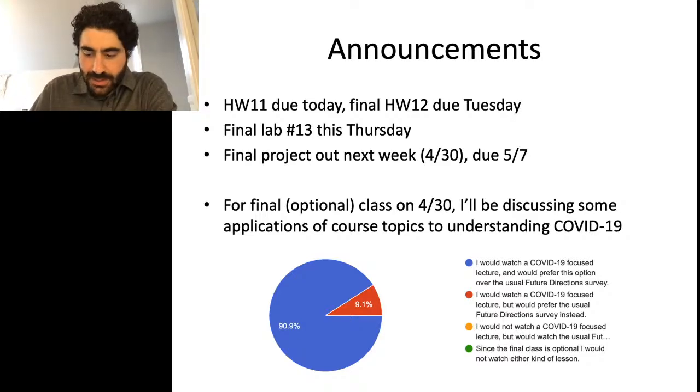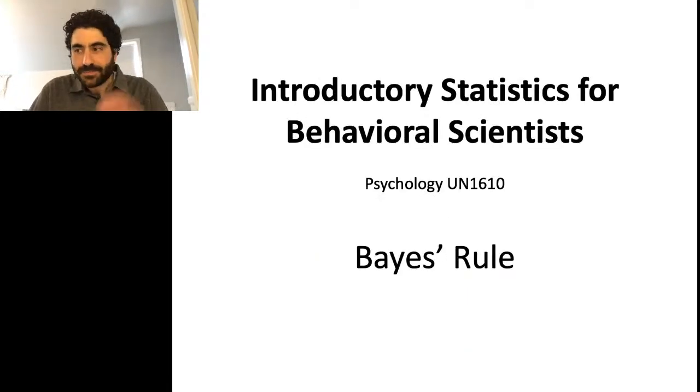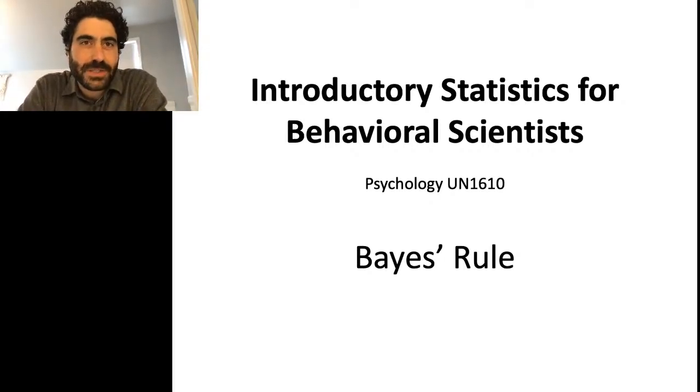So for this week, we're going to talk about something that's a little bit different from the rest of the content of the class. And this is a different way of thinking about what the goals of our statistical analyses should be, and a different way of thinking about how we should report and understand evidence from experiments.